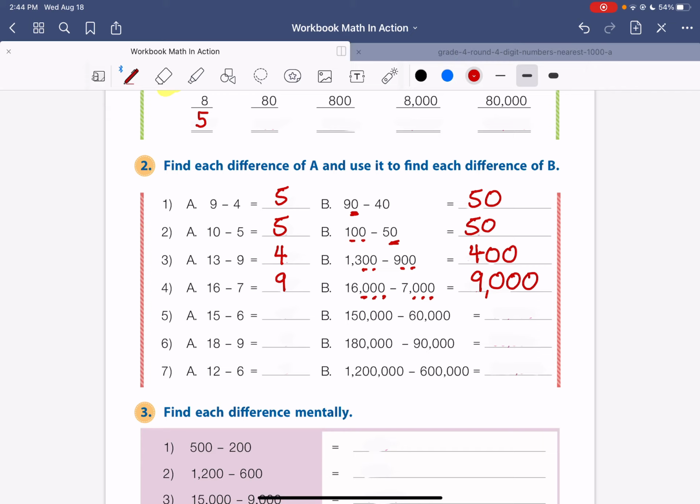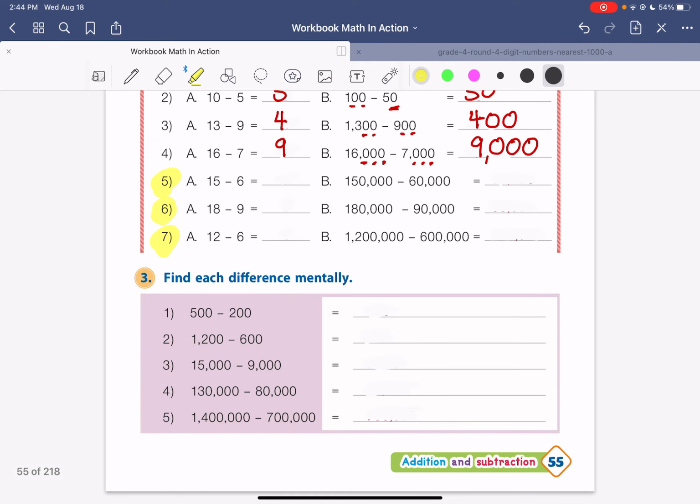All right. So the rest, I want you to try yourself. Let me highlight it. Number 5, 6, 7. Number 3, find each difference mentally using your head. Right? 500 minus 200. So 500 minus 200 is the same as 5 minus 2. 12 minus 6. 15 minus 9. 13 minus 8. 14 minus 7.